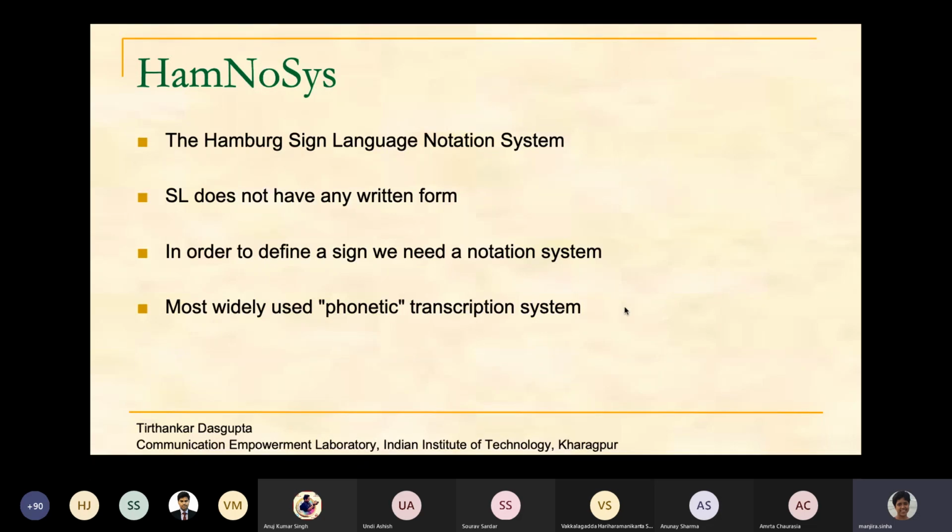Hamnosys stands for Hamburg Sign Language Notation System. Ham, no, sys. Because sign language does not have any written form, to define a sign we need a notation, the phonetic transcription, based on the phones or the sounds of the words.